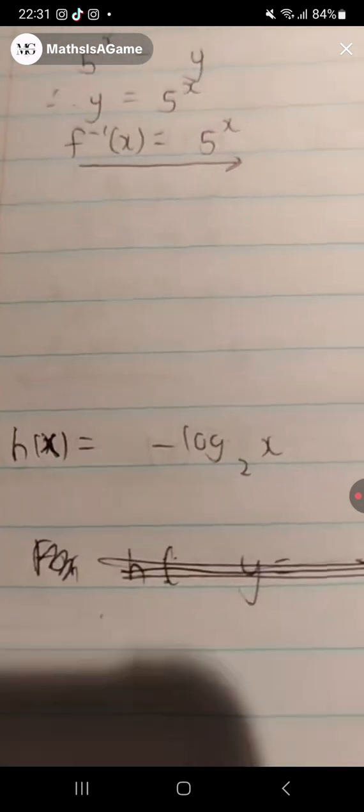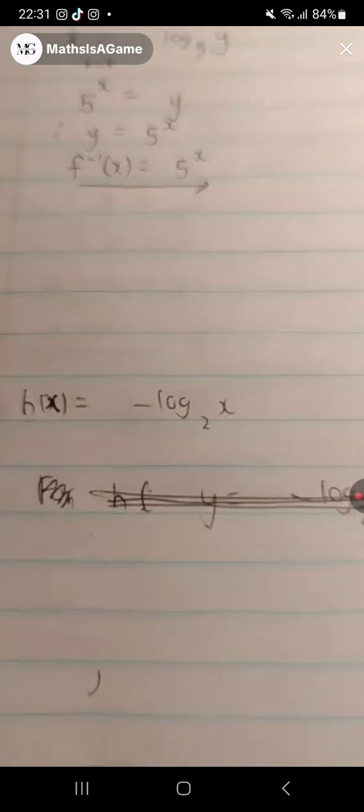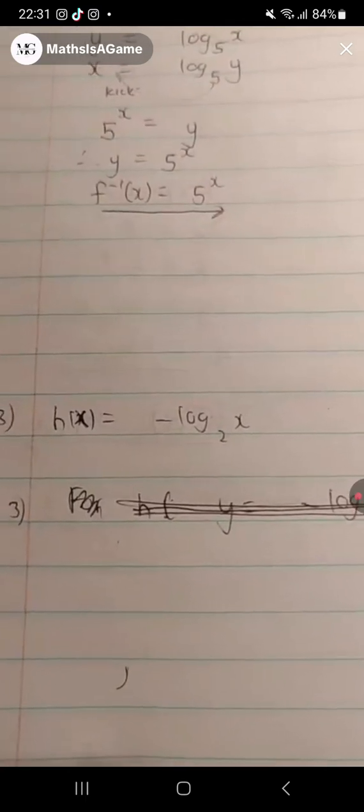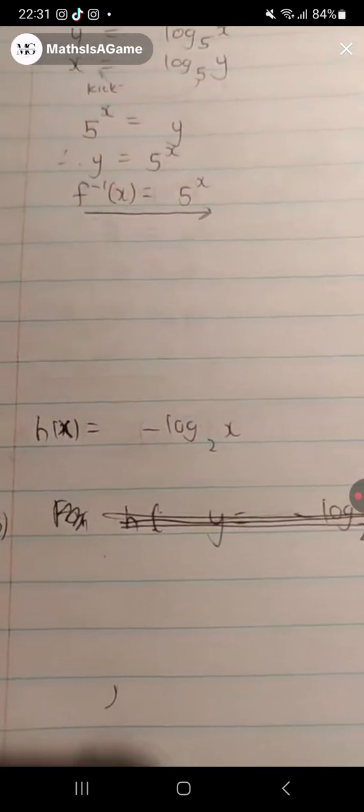h of x is equal to negative log x base 2.